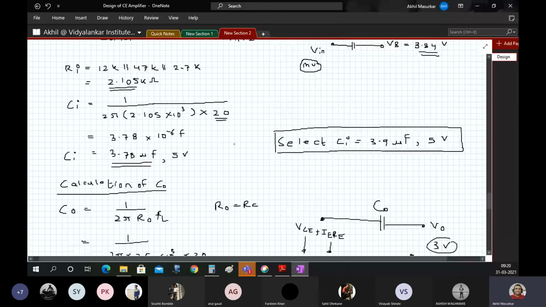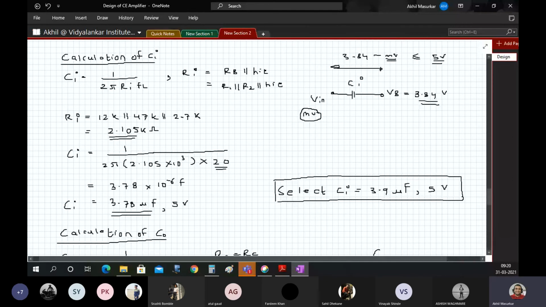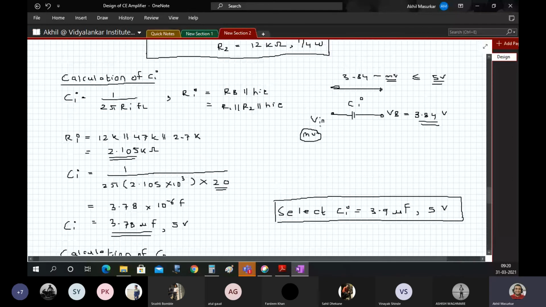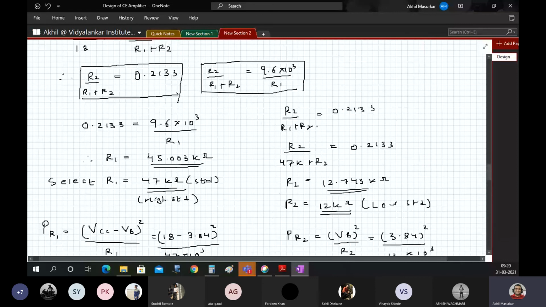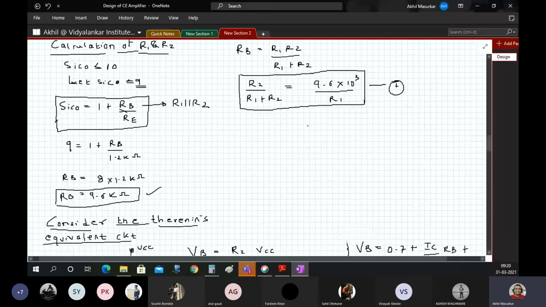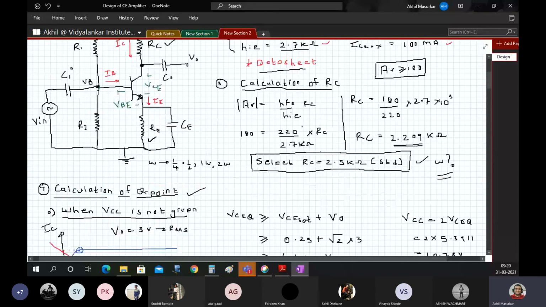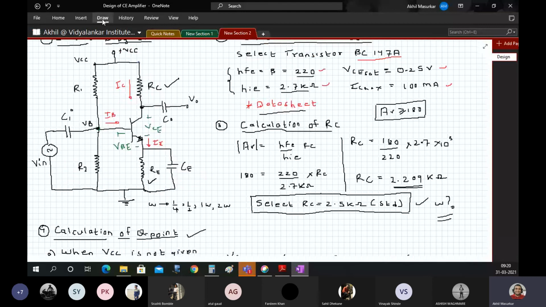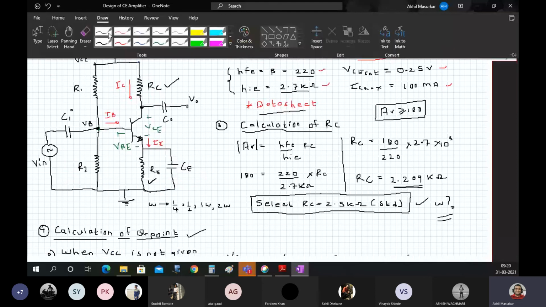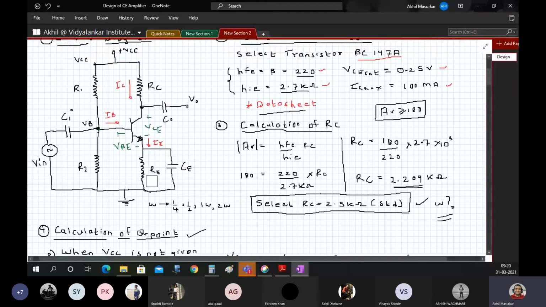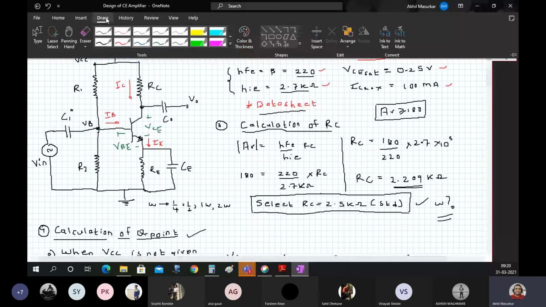Now once you design all the values, you will write the designed circuit. So you will redraw this circuit diagram and say the designed circuit will have these values.